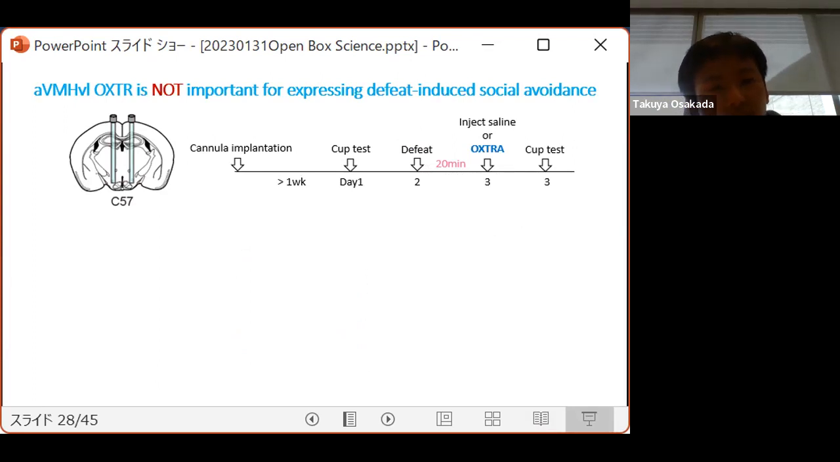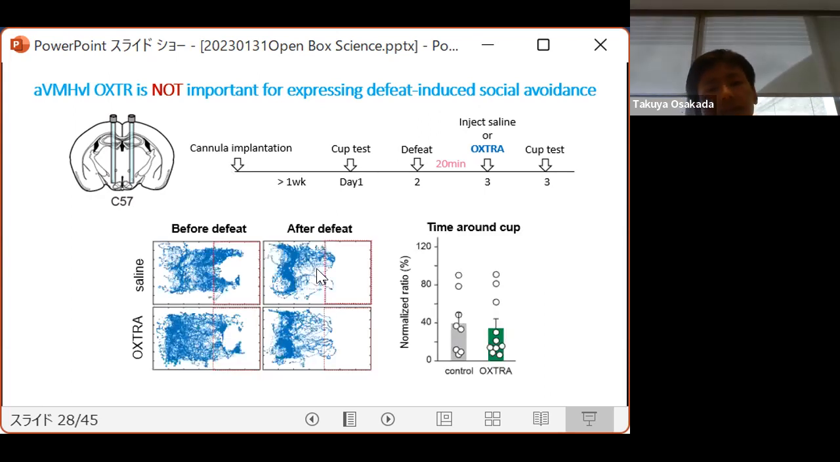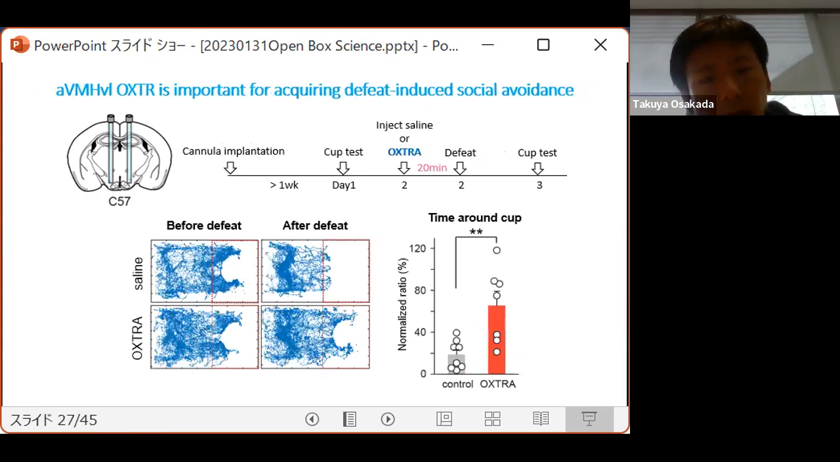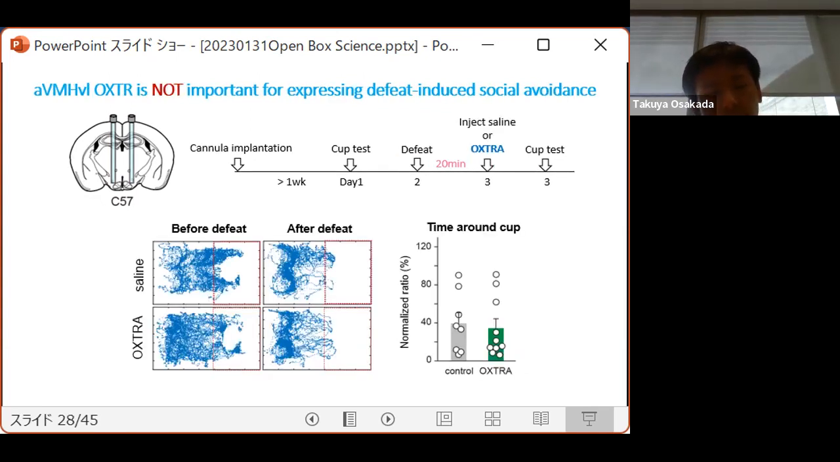So we wanted to antagonize the receptors during the fear expression period. Here is the data, but even though we inhibited the oxytocin receptors during the fear expression, both the control group and the receptor antagonist group show strong avoidance behavior. So that means the oxytocin receptor itself is important for fear acquisition, but for fear expression, the oxytocin receptor is not important during this period.